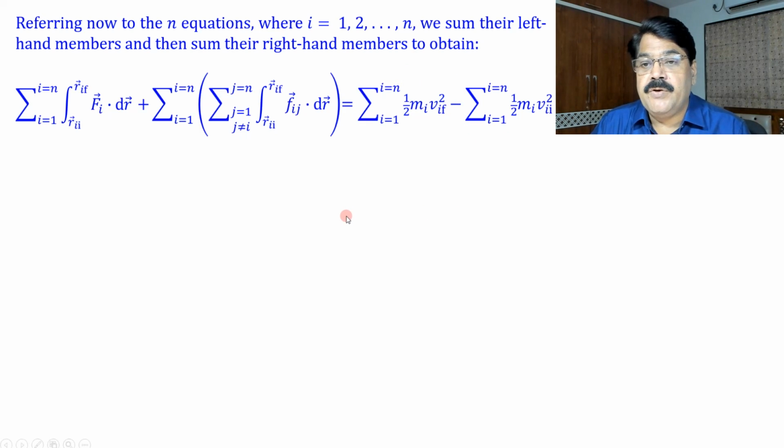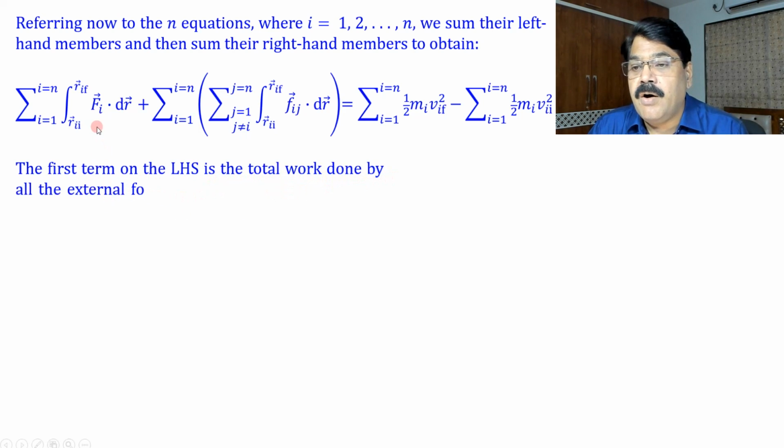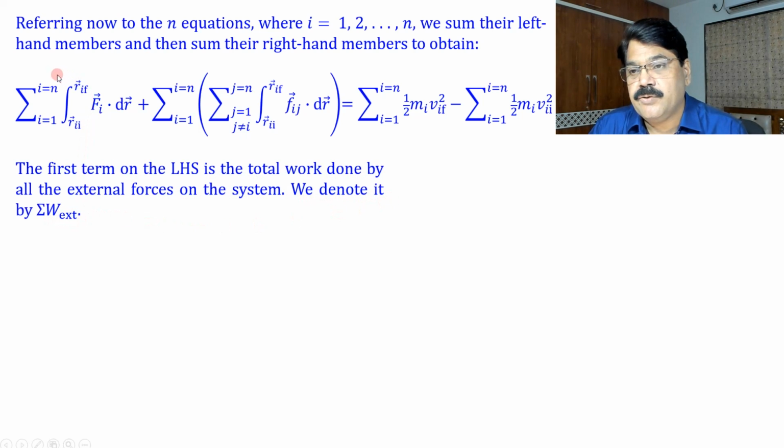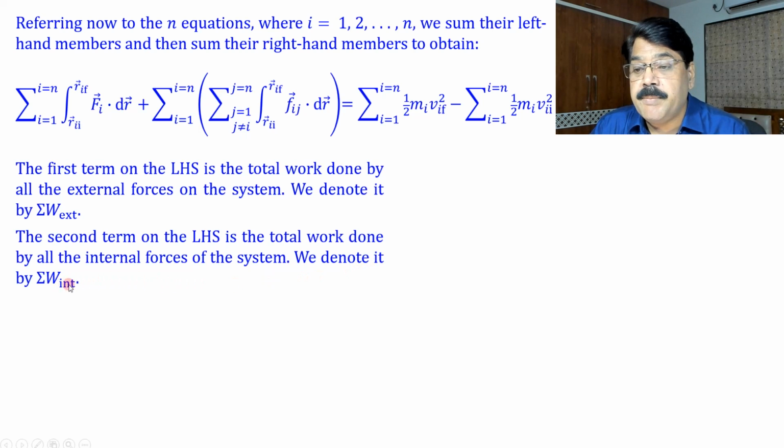Now if we use such a cumbersome notation, things will become very difficult. So let's simplify the notation. The first term on the LHS is the total work done by all the external forces on the system. We denote it by summation W external. So instead of writing this cumbersome expression, we simply write summation W external. Wherever you write summation W external, it means the work done by all the external forces on the system. On the same line, the second term on the LHS is the total work done by all the internal forces of the system. We denote it simply by summation W internal.